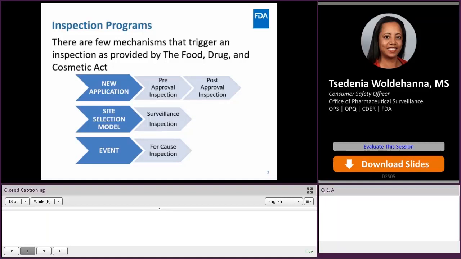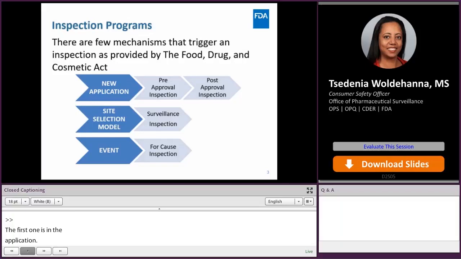So when a new application comes in, either pre- or post-approval inspections may be triggered, and there's an emphasis on the "may." The review staff evaluates the application and the facilities associated to determine whether inspection is warranted based on their own various risk-based evaluations.